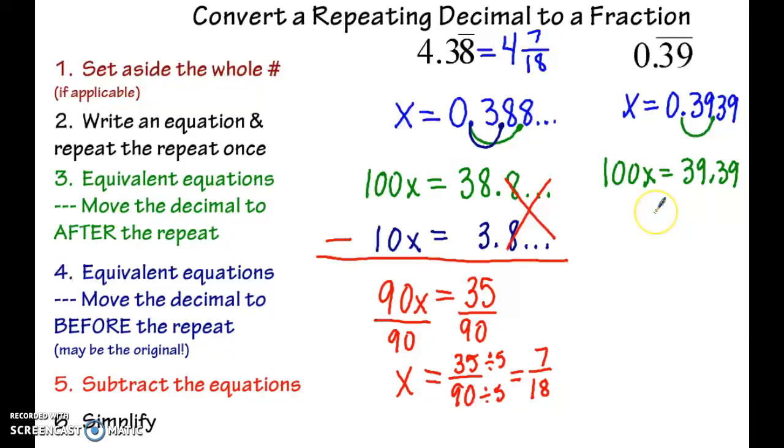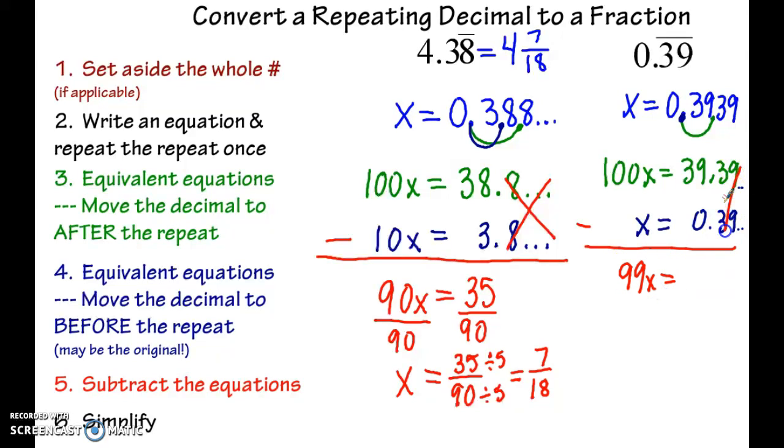39.39. Next step, equivalent equation, move the decimal to before the repeat. Well, hey, look, I don't have to move it at all. It's already before the repeat since everything is repeating. So I'm just going to write that original equation. X equals 0.39. Remember, these were repeating. I'll put those dot, dot, dots there. And then, in step 5, subtract my equations. 100x minus 1x is 99x.